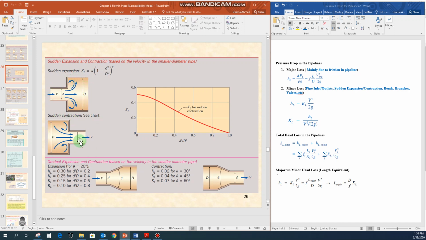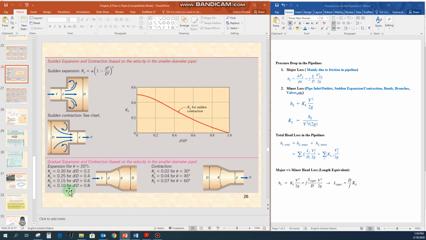Now there could be another situation in which a bigger pipeline is connected with a smaller pipeline. To get the value for the KL here, you have to rely on this chart for the sudden contraction system. You will get the value for this ratio, small d squared divided by capital D squared, and then you will use the chart to get the value for the KL.